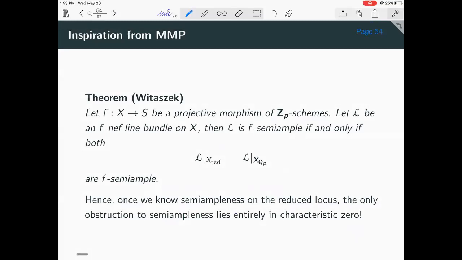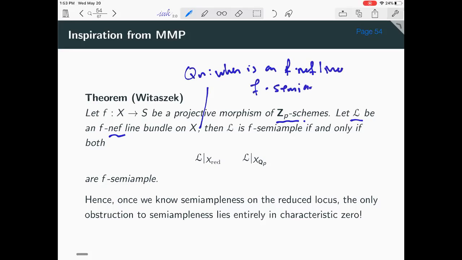So here's a theorem that Jakub proved. You have a projective morphism of Z_(p) schemes, and you have an f-nef line bundle L. What this theorem answers is the question of when is an f-nef line bundle f-semi-ample, and the answer is the following: it is f-semi-ample if and only if you check on the reduced locus of X, you check on the Q_p locus of X, and it turns out to be f-semi-ample. So you look at the characteristic zero parts, you look at the reduced parts, and if these two things are semi-ample, then indeed you are semi-ample. Hence, once we know semi-ampleness on the reduced locus, the only obstruction lies entirely in characteristic zero. So that's a very nice result.